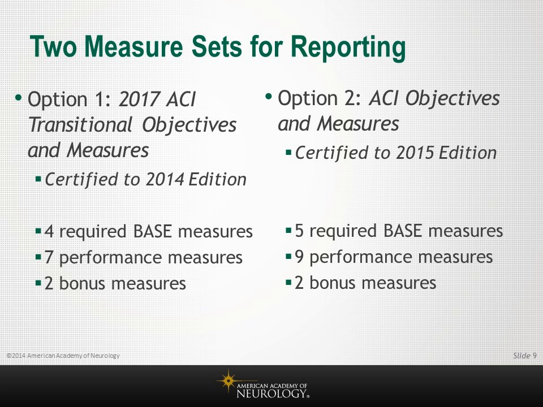There are 2 main pathways for reporting, option 1 and option 2. Option 1 measures are very close to what we know as meaningful use. You will choose your option mostly based on how your EHR was certified. Option 1 are the transitional objectives and measures. In this option, you are required to submit 4 base measures, 7 performance measures, and 2 bonus measures. Option 2 involves EHRs that are certified to the 2015 edition. There are 5 required base measures, 9 performance measures, and 2 bonus measures.